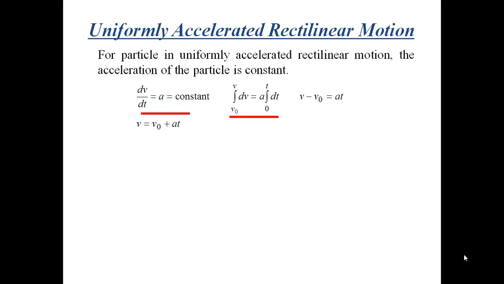We obtain the velocity of a particle by integrating the previous equation, that is integral v naught to v, where v naught is the initial velocity and v is the final velocity. So integral v naught to v dv is equal to a times integral 0 to t dt. Integrating, we get v minus v naught is equal to at. Further we can write v is equal to v naught plus at, where v naught is initial velocity, v is final velocity, a is the acceleration and t is the time.